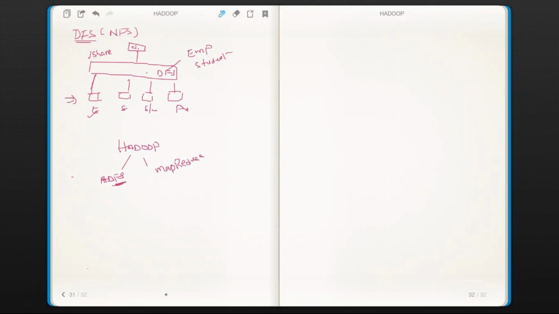Because when I load the data into employee, the data will go into a specific machine. And the other problem is I do not have a replica, no replica. And it stores a specific type of data. What is the problem if it stores a specific type of data?